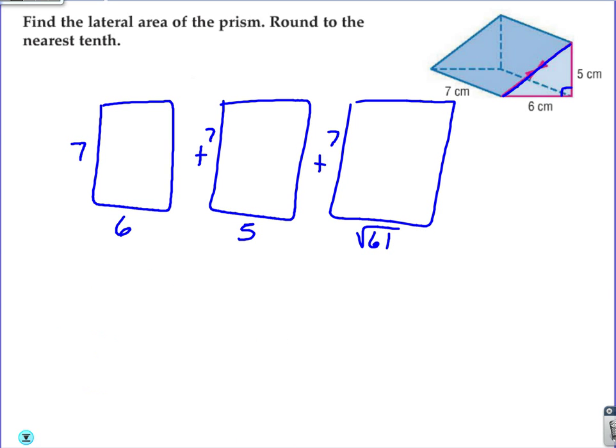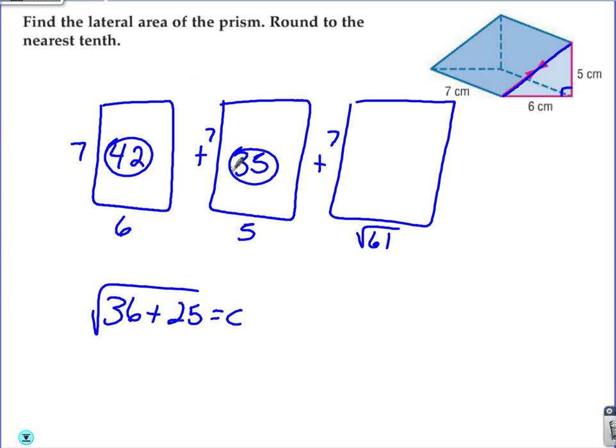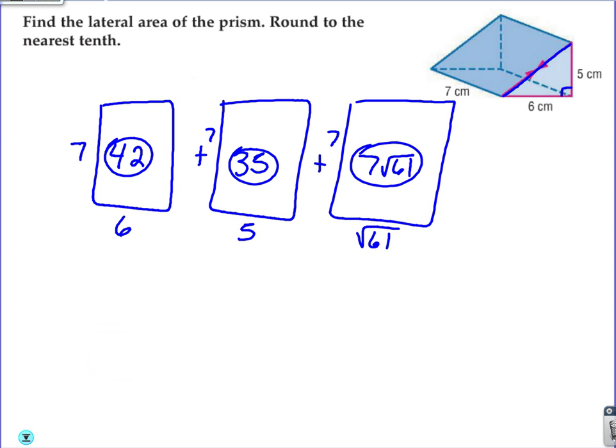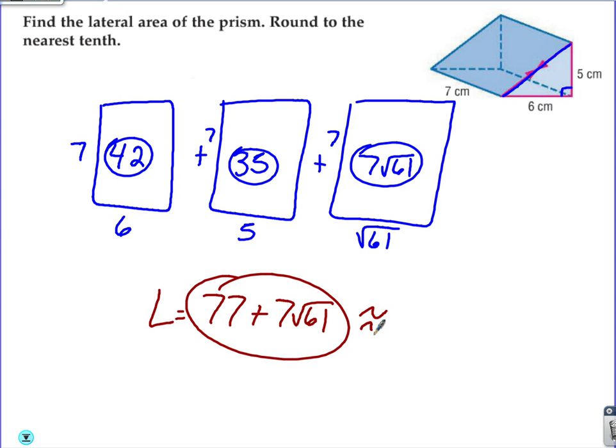So for your lateral areas, the area of this is 42. The area of this would be 42. The area of this would be 35. The area of this would be 7 root 61. I can't add those unless I turn it to a decimal. So final answer, we'll call it big L: your lateral area is 42 and 35, which is 77, plus 7 root 61. That's exact. If you want the approximate, somebody's typing it in right here.